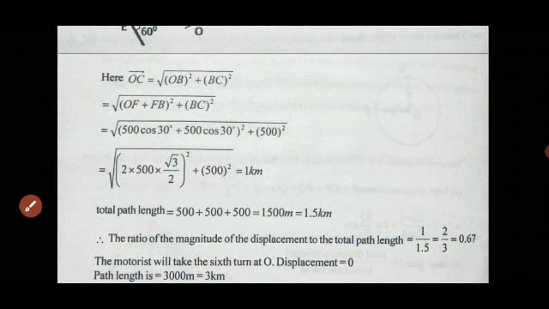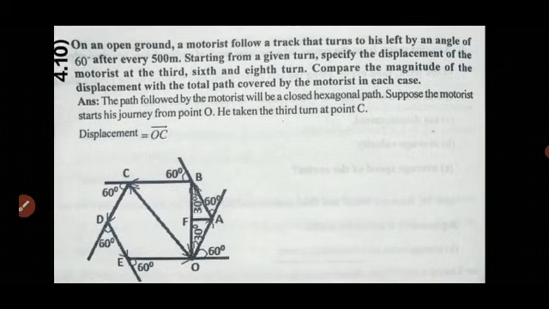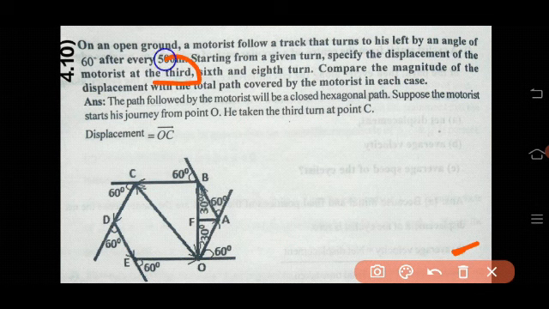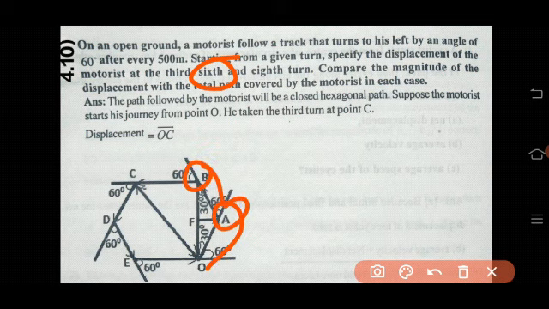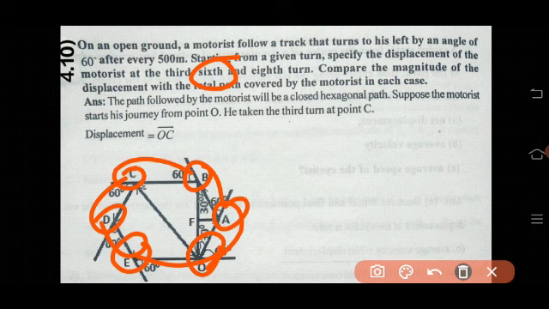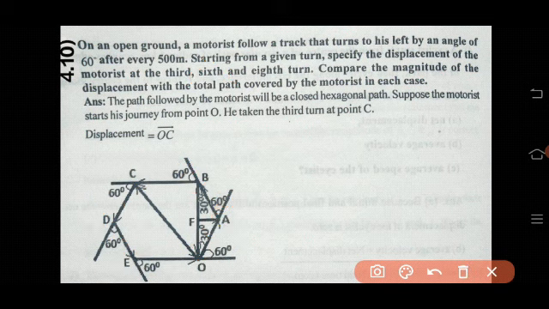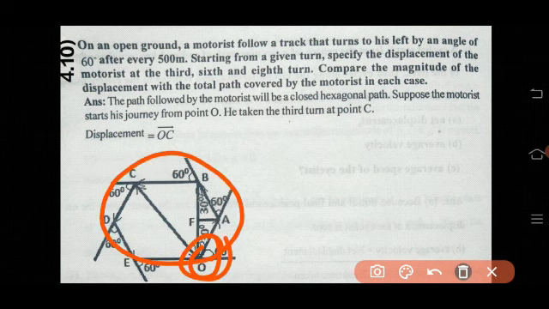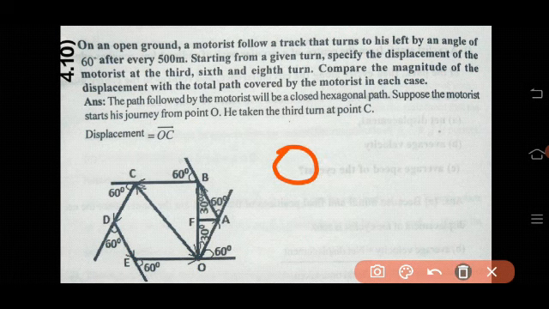Now what is the second question? We need to find the displacement at the sixth turn. We have completed the displacement at the third turn and compared it with the total path length. Now the second question is for the sixth turn. See the diagram. First turn is A, second turn is B, third is C, fourth is D, fifth is E, sixth is once again O. Therefore, the initial position was O, the final position is also O. Therefore, the net displacement is 0.